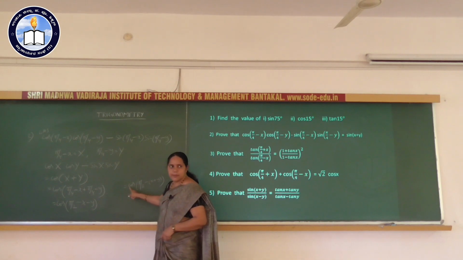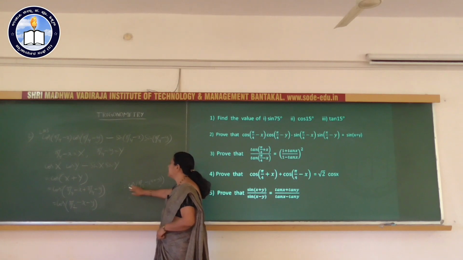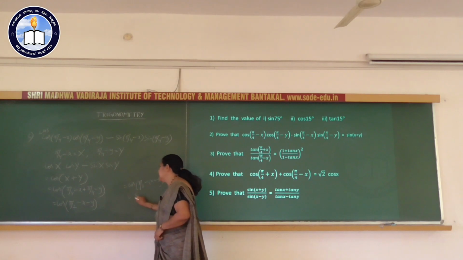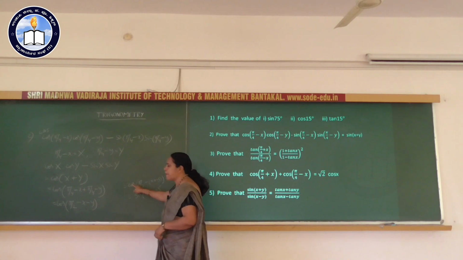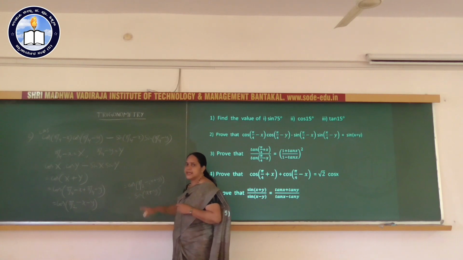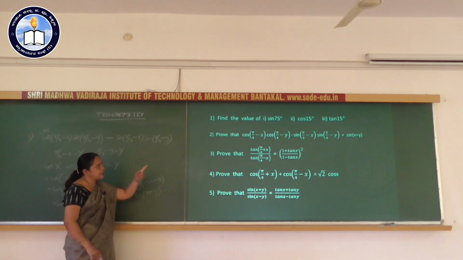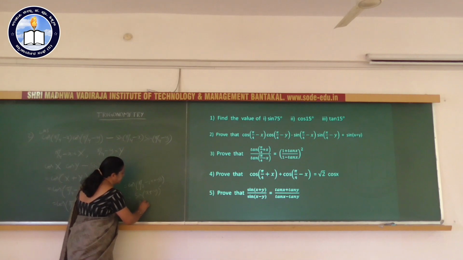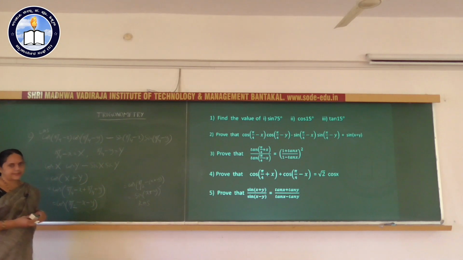So it is in the form cos of 90 minus theta. What is cos 90 minus theta? It is nothing but sin theta. So cos of pi by 2 minus x plus y is equal to sin of x plus y. That is the RHS. Therefore, LHS is equal to RHS.